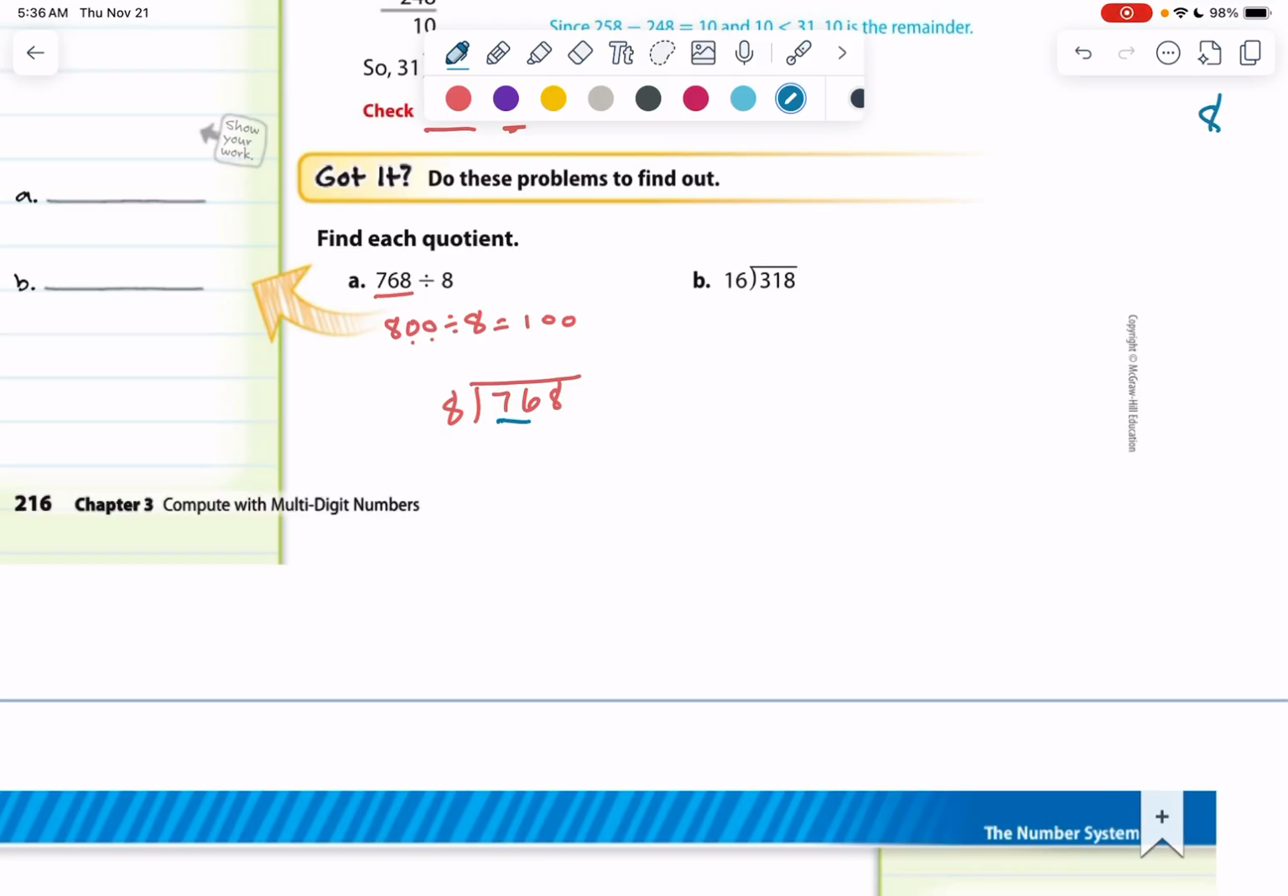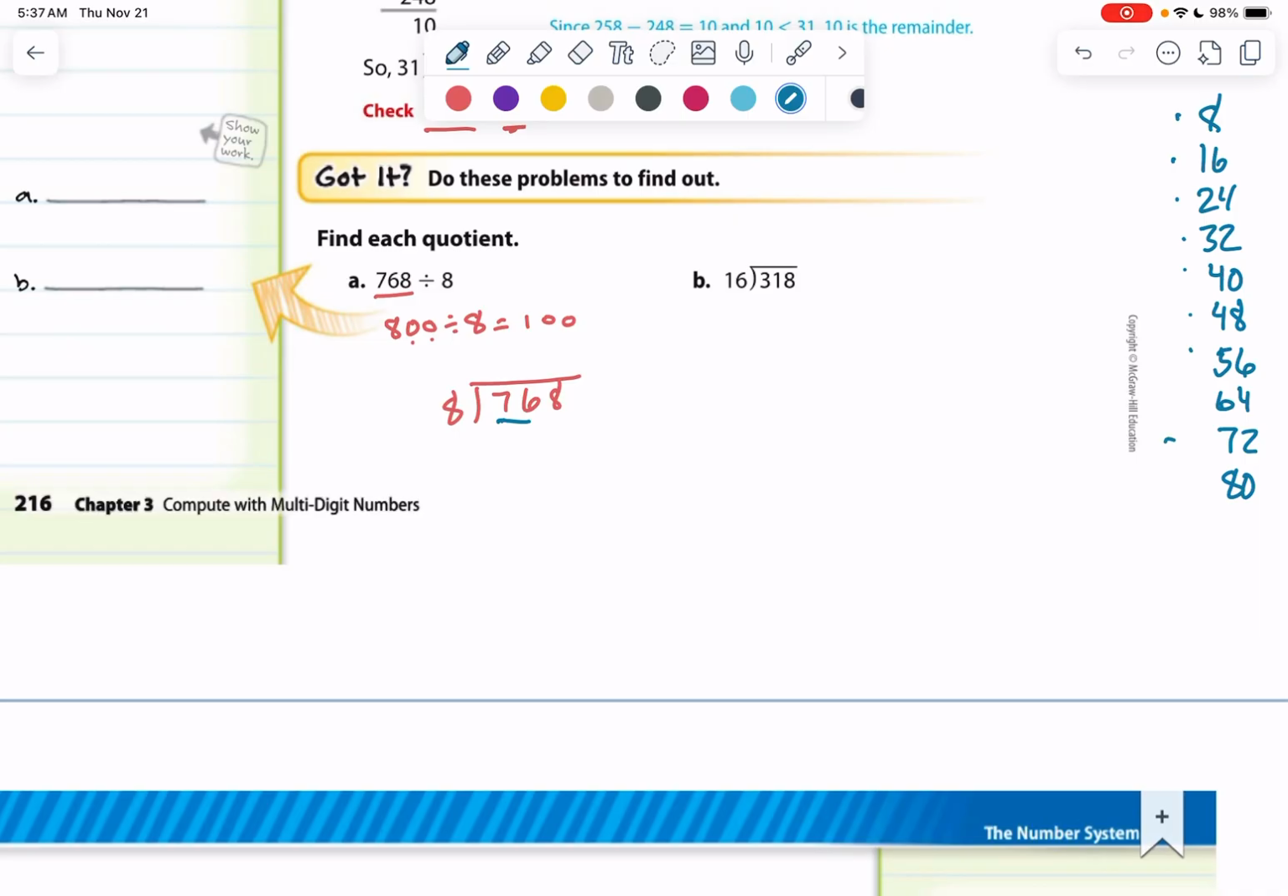So we have 8, 16, 24, 32, 40, 48. So 48 plus 2 is 50, plus 6 more, 56. And then that's 1, 2, 3, 4, 5, 6, 7. So 8 times 8 is 64. 8 times 9 is 72. And 8 times 10 is 80. Let's stop there. I think that will be enough.